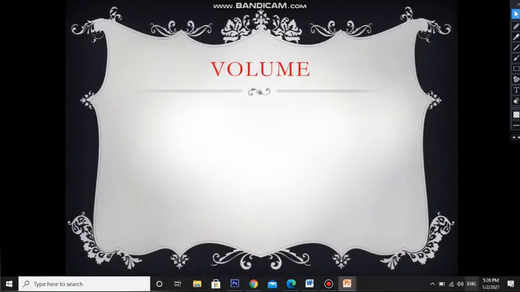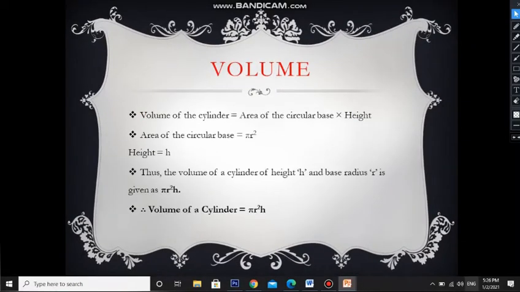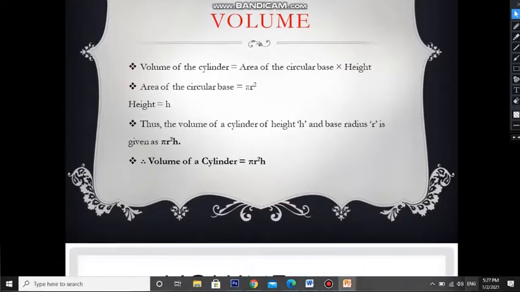Now I want to speak about the volume of a cylinder. First of all, the volume of a cylinder equals the area of the circular base times height. The area of a circular base equals pi r squared, and the height equals h. Thus the volume of a cylinder of height h and base radius r is given as pi r squared h. So, the volume of a cylinder equals pi r squared h.